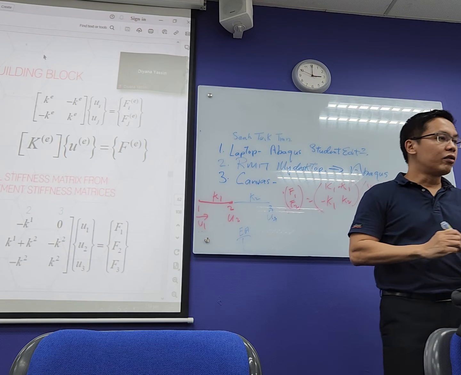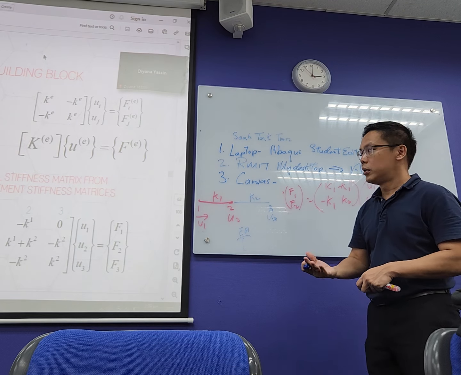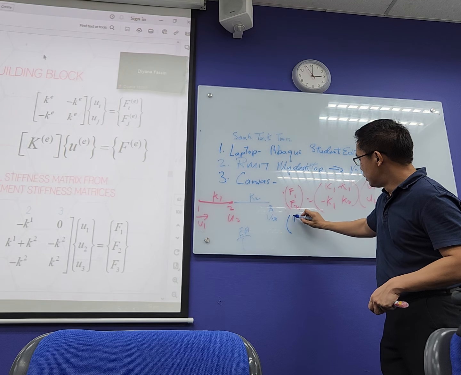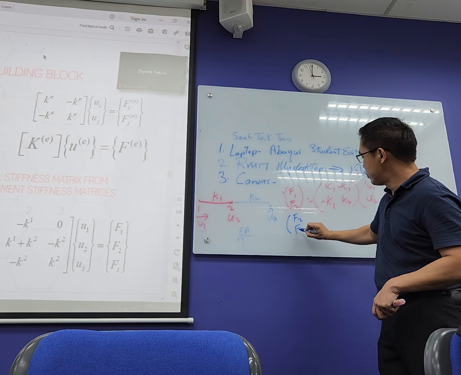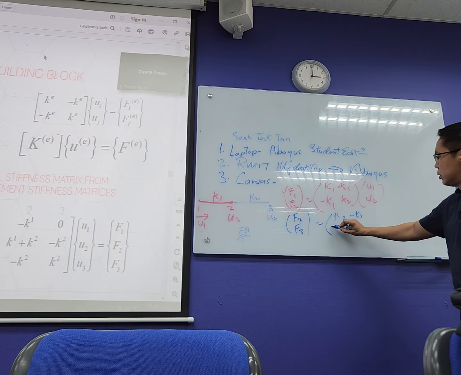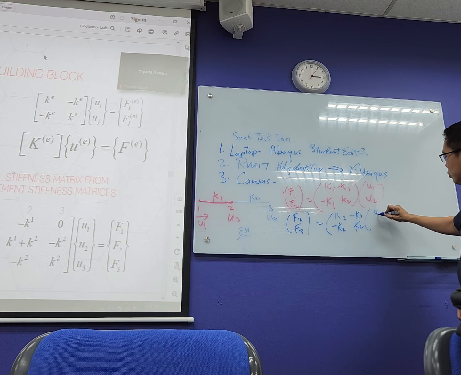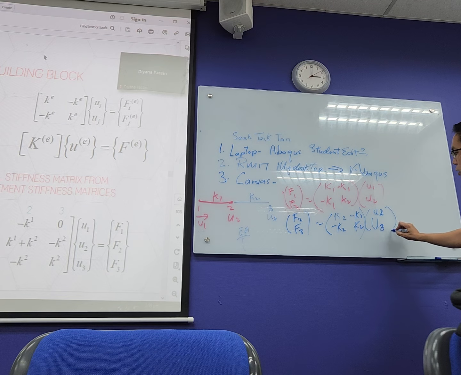Okay? And if you all have anything to ask, feel free to interject. So F2, F3. Okay, K2, negative K2, K2, U1, U2, U3. Correct? Agree? Yes, yes.